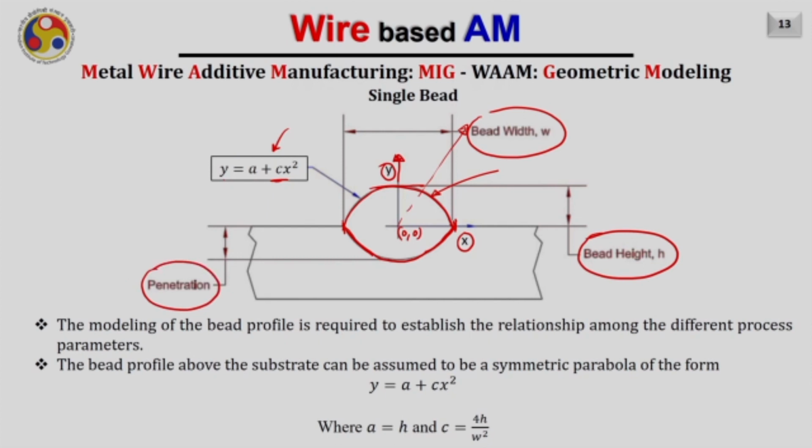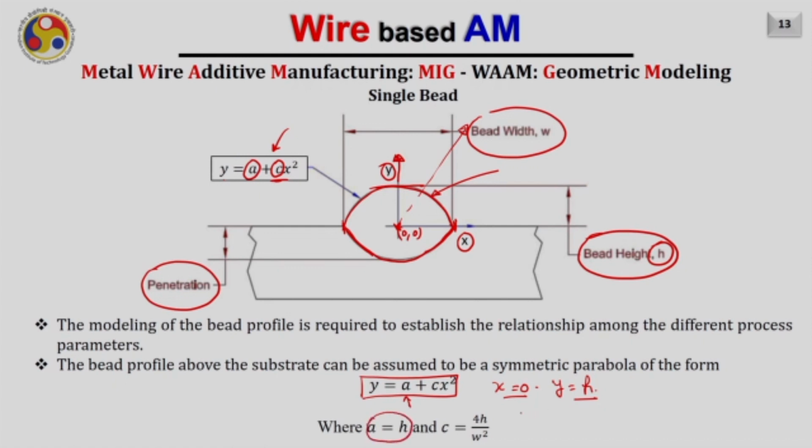So now let us try to find out these constants a and c in terms of the bead width and height. As you know, this equation y equals a plus c x square is the equation of a parabola, so I can put in the boundary conditions here. I know that at x equals 0, that is at the center at this location, the value of y is maximum, and that is nothing but the height of the bead, h. If I put that value in this equation, I will get a equals h.